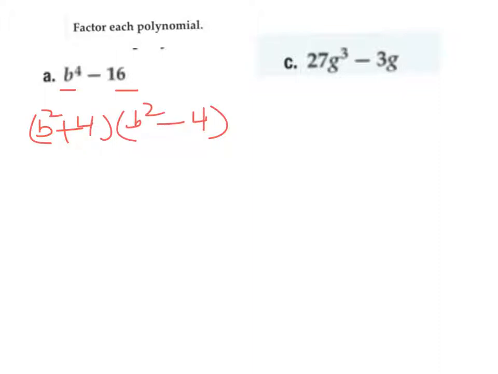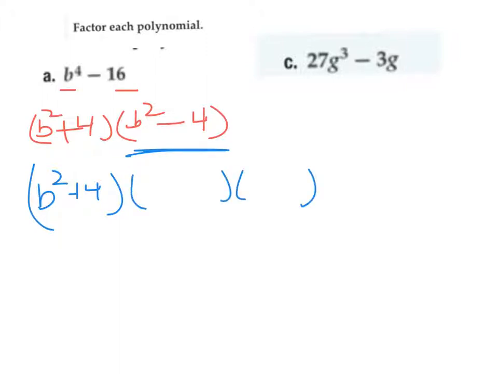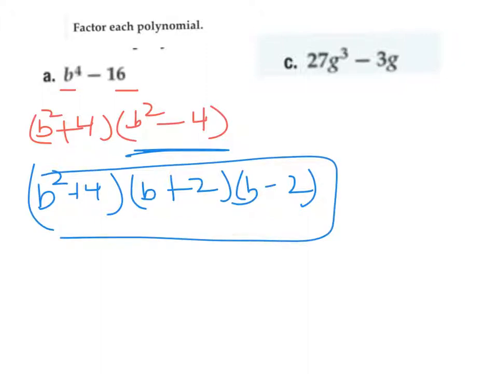Now, because this problem has a subtraction sign in perfect squares, we have to do it again. Now, the b squared plus 4 doesn't work because it's not a subtraction sign, but this one is. So I'm going to do that one twice. And once again, plus minus. The square root of b squared is just b, and the square root of 4 is 2. And because none of these are perfect squares, this is our final answer.